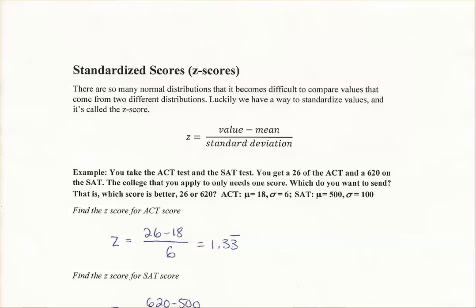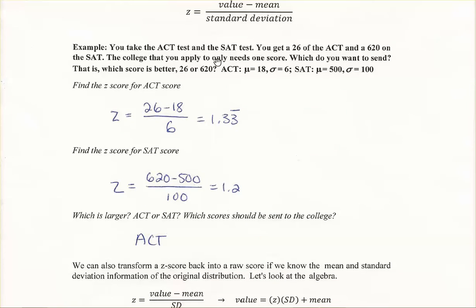So for this very first example, you take the ACT test and the SAT test. You got a 26 on the ACT and a 620 on the SAT. The college that you apply to only needs one score. Which do you want to send? That is, which score is better, the 26 or the 620? And then here's the given information. For the ACT, the mean equals 18 and sigma, the standard deviation, equals 6. And for the SAT, we've got a mean of 500 and a standard deviation of 100.